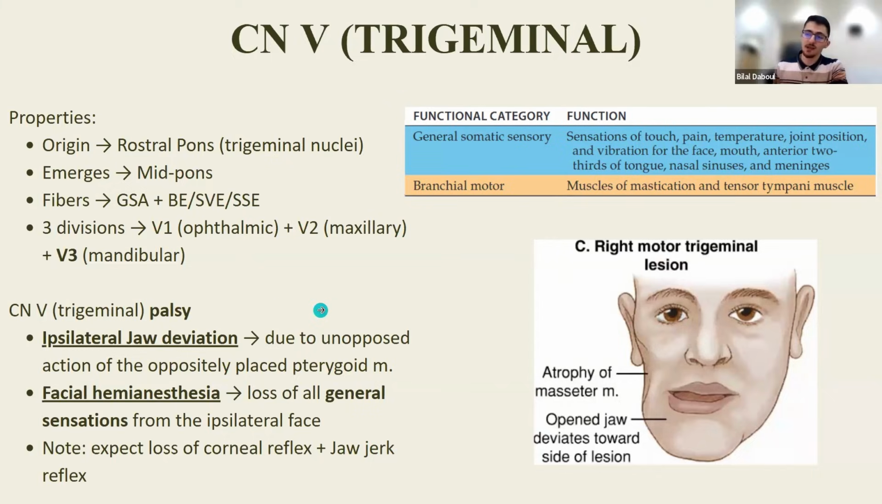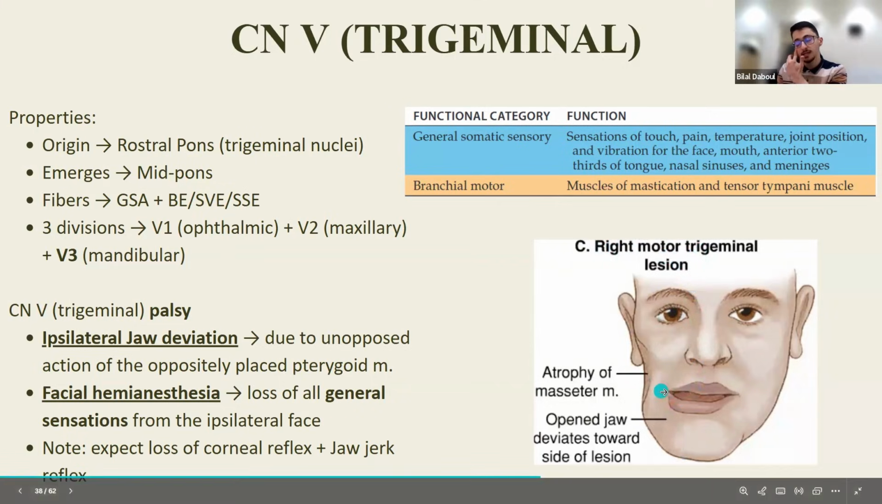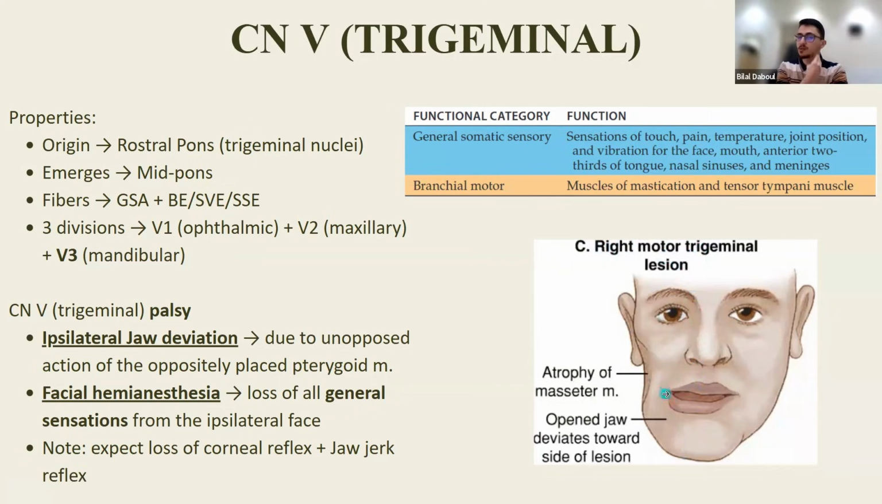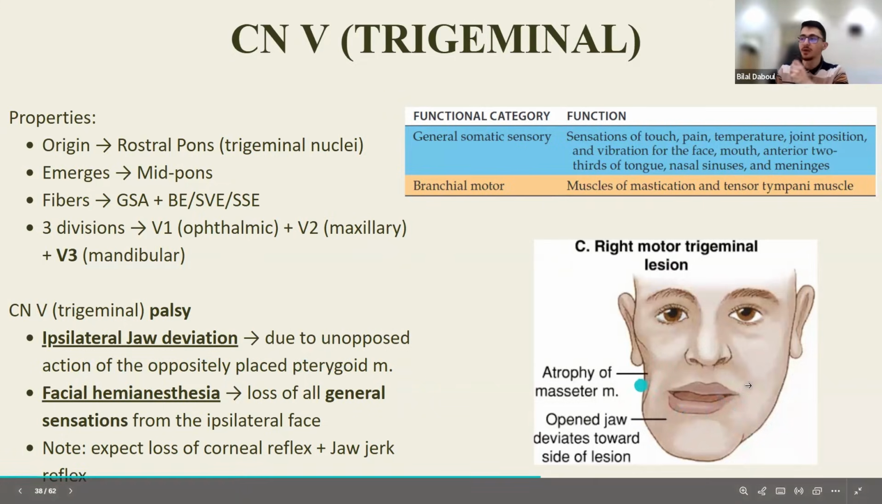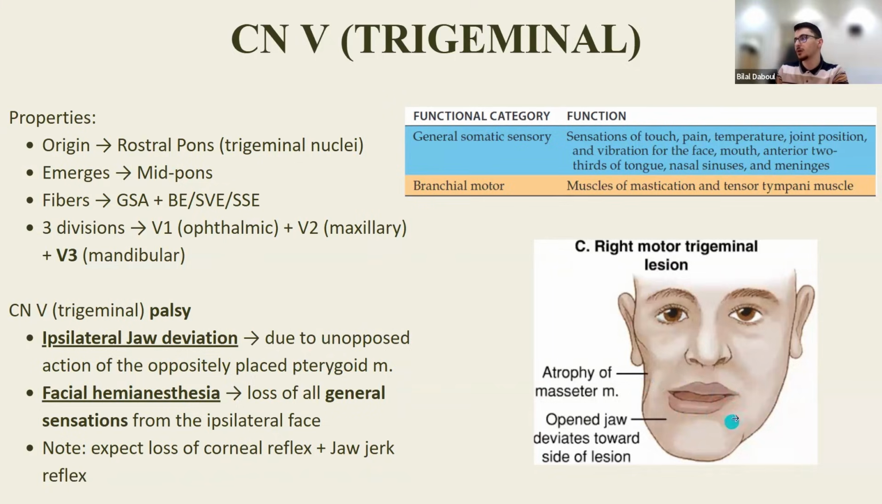Okay. When I have a lesion that affects, for example, the right-sided trigeminal nerve, I would have paralysis of the right-sided pterygoid muscles, and I would have ipsilateral deviation of the jaw relative to the lesion. So if I have a right-sided trigeminal lesion, I would have ipsilateral deviation of the jaw, because you have unopposed action of the oppositely placed muscles. They're still functioning well. They're still receiving input from the left trigeminal nerve or the left mandibular nerve. So again, secondary to unopposed action of the oppositely placed pterygoid muscles, this is how it will look. You will ask the patient to open his mouth, and the jaw would deviate ipsilateral to the lesion, or same-sided relative to the lesion.